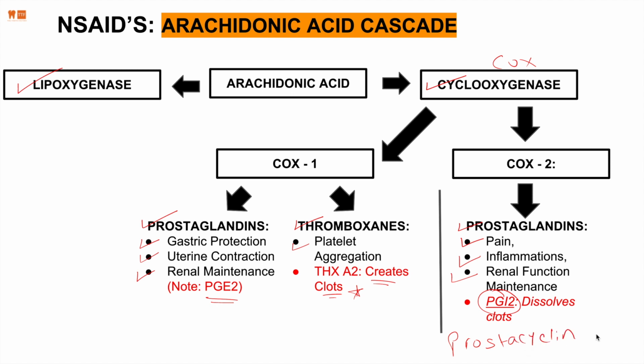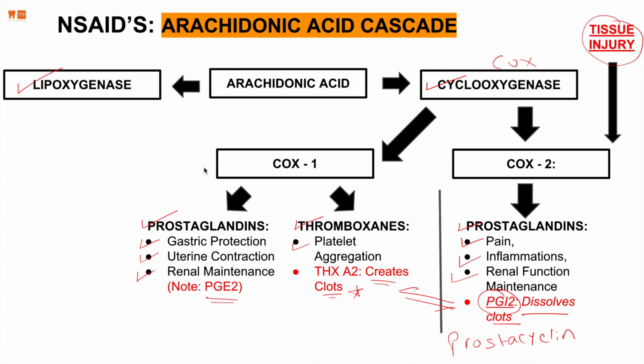Prostacyclin. This is for dissolving clots. Remember, our body not only creates clots, but it also dissolves them, right? In order to maintain equilibrium. You don't want the body to create too much clot. You don't want the body to keep dissolving the clots, right? You need it to maintain an equilibrium. Therefore, our arachidonic acids and cyclooxygenase will lead to COX-1 and COX-2 imbalance. Another fun fact is that when tissue injury occurs, COX-2 is being activated, which then leads to pain, inflammation, renal function maintenance, and prostacyclin introduction.